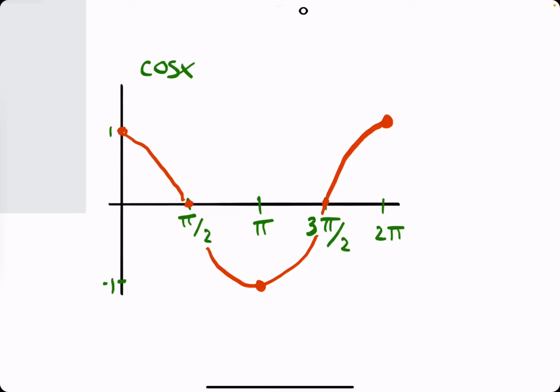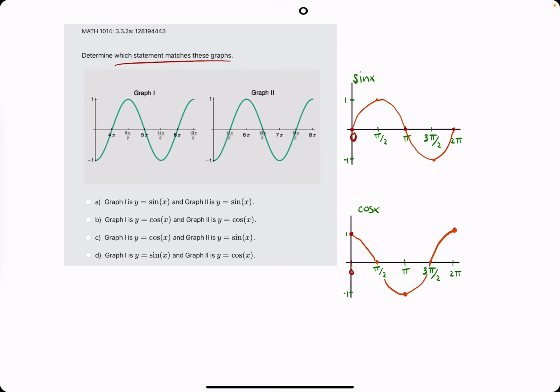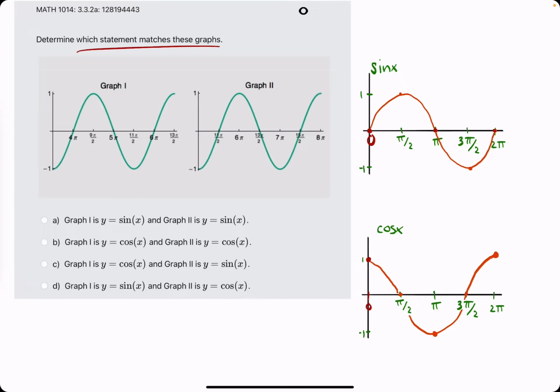Now, for cosine of x, it starts at 1 when x equals 0, and it'll cross the x-axis at every half pi. If you start at pi over 2, it'll go up every multiple of pi after that. So it's pi over 2, 3 pi over 2, 5 pi over 2, 7 pi over 2, and so on, like that.